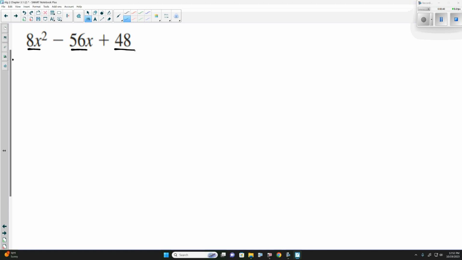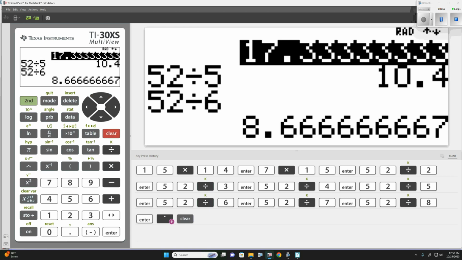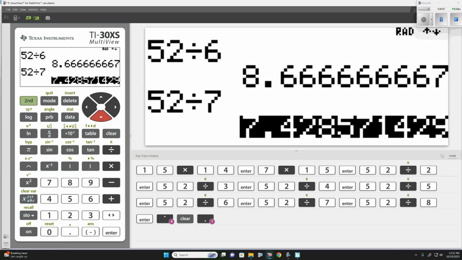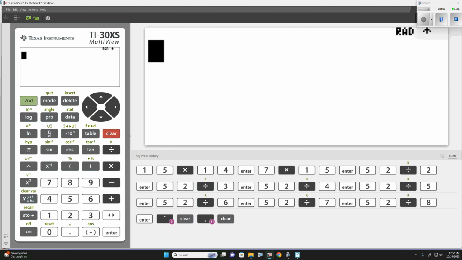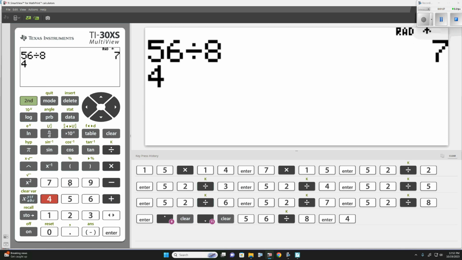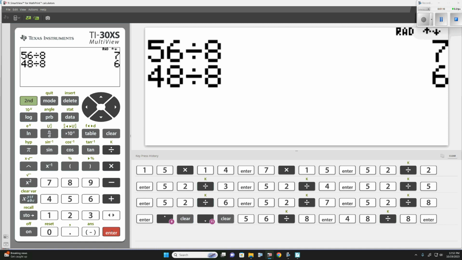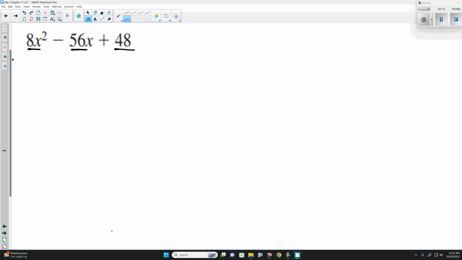Is there a number that will go into 8, 56, and 48? 2 will. Is there anything bigger than 2? 4 will. Now the question is 8. Well, we know 8 will go into 8. But the question is, I think the second one was 56 divided by 8 is 7. 48 divided by 8 is 6. So it works out that the greatest common factor is 8.